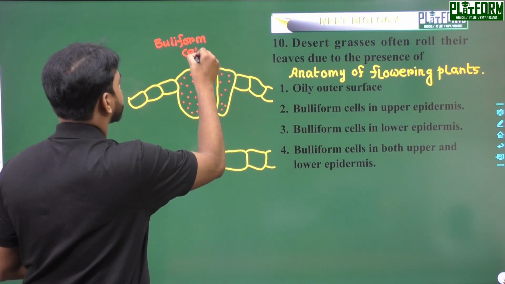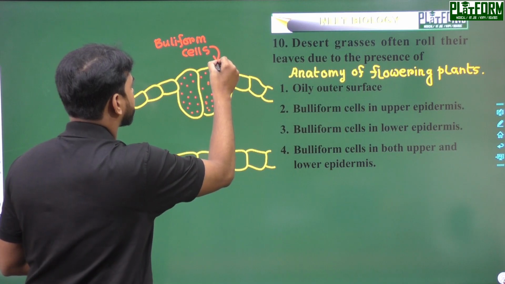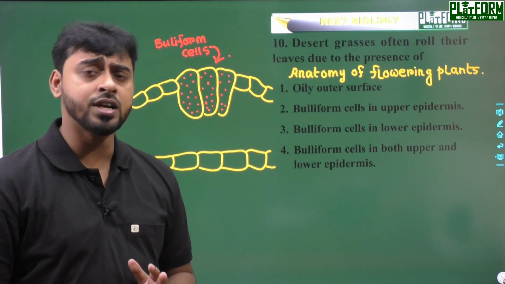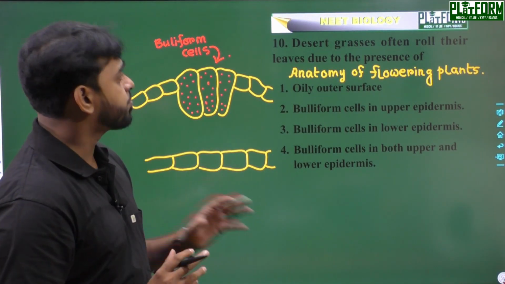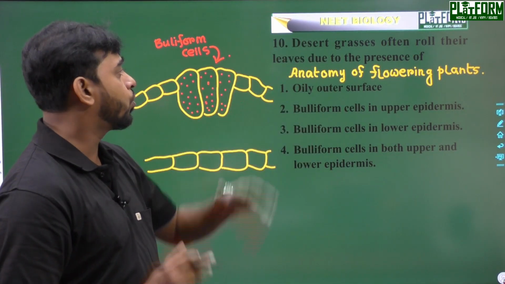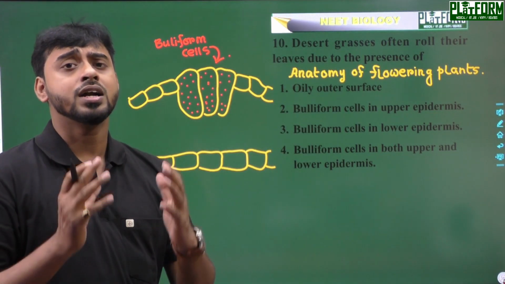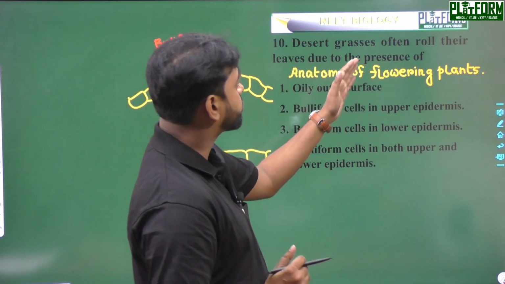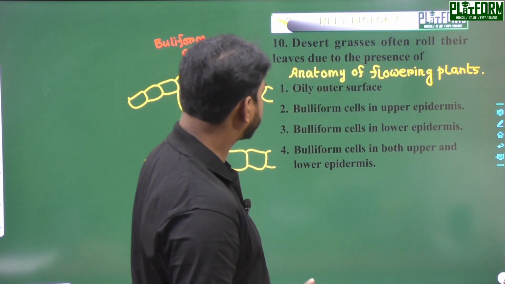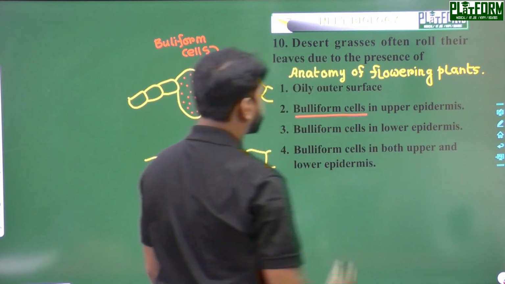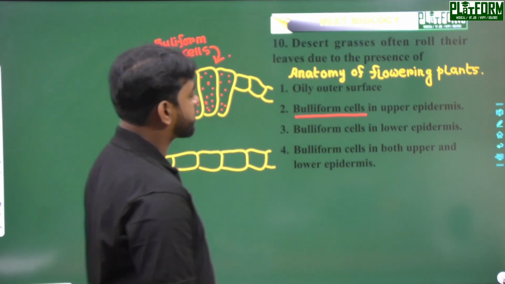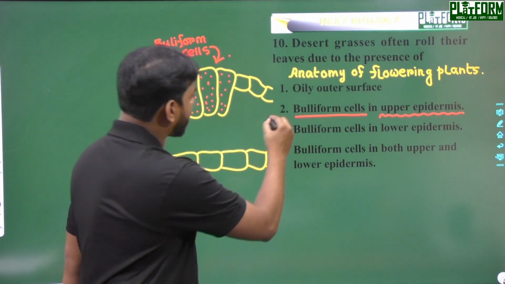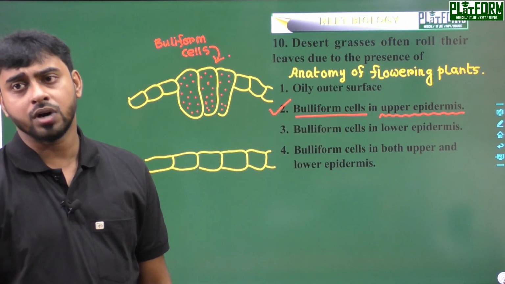The bulliform cells are the peculiar character present in the desert grass, and these particular cells are involved in the rolling of leaves during desiccation. So in this question it is written that the desert grass often rolls its leaves due to the presence of bulliform cells, and we know that the bulliform cells are situated towards the upper epidermis. So the correct option will be option number 2.